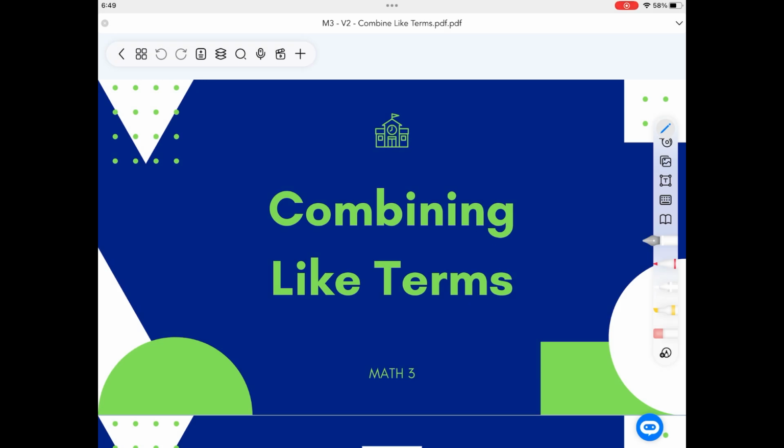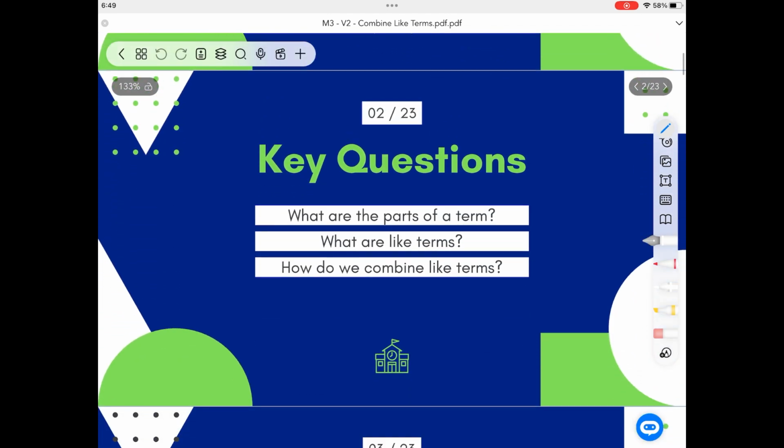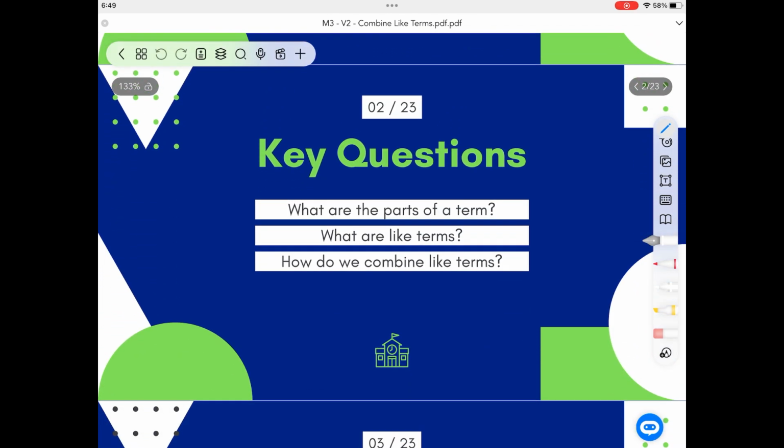So, as we begin to look at combining like terms today, what we want to first do is see our key questions. We've got three of them, just like the last video. So here they are. What are the parts of a term? What are like terms? And how do we combine like terms? So these are the three focuses we want to have. And hopefully by the end of this video, you'll be able to answer each of these three questions.